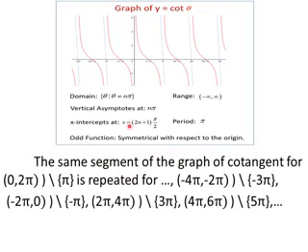The graph what we have in the interval 0 to 2 pi, the same curve is repeated in the intervals minus 4 pi comma minus 2 pi, minus 2 pi comma 0 and 2 pi comma 4 pi. From each interval we should remove the vertical asymptotes, that is pi, minus 3 pi, minus pi, etc.